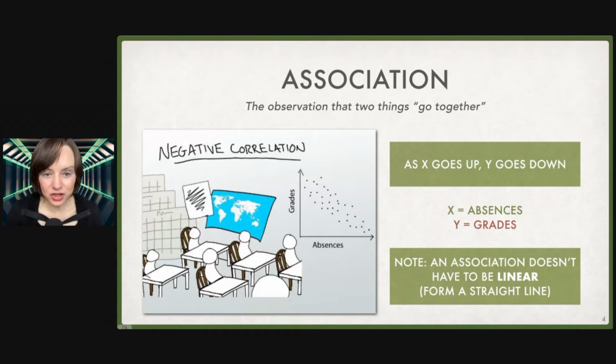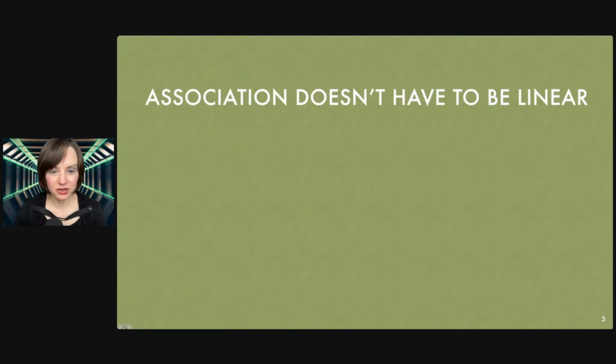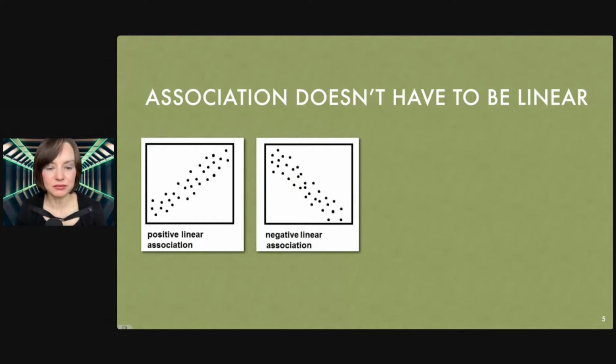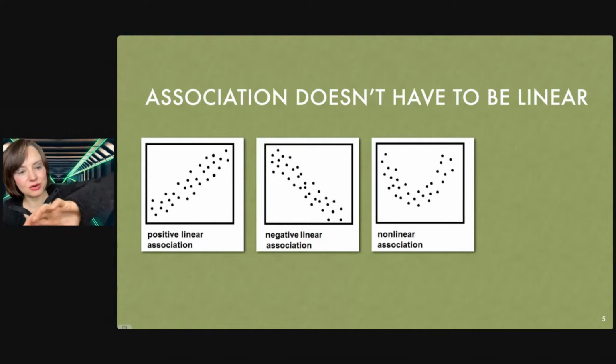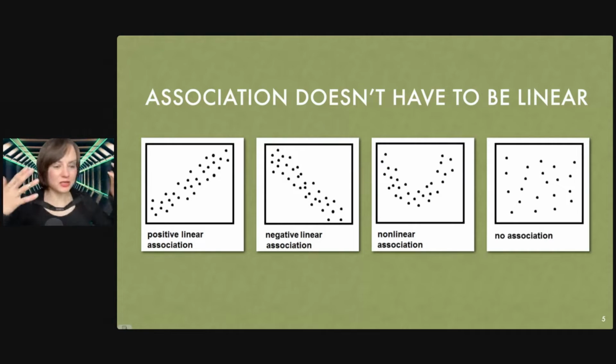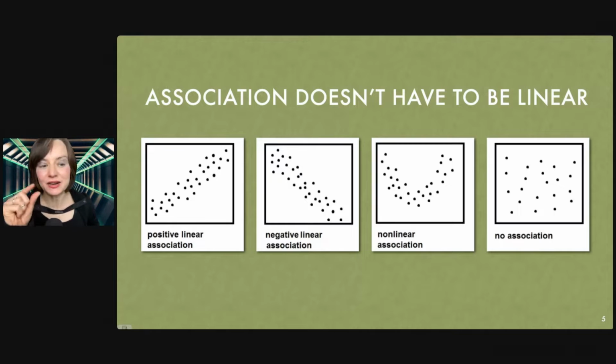Notice, association does not have to be linear. That is to say, form a straight line like this negative correlation or the one we saw on the last slide, a positive correlation. Associations can take all kinds of different forms. Maybe as X increases, Y decreases, but then as X increases even more, Y increases. There could be no association between X and Y. We'll revisit this later on, but the assumption of linearity, the assumption that if there's a positive association, we tend to picture this scatter plot going up to the right, is not necessarily the only way that association can show up, but it is the one that we tend to assume when we talk about it.